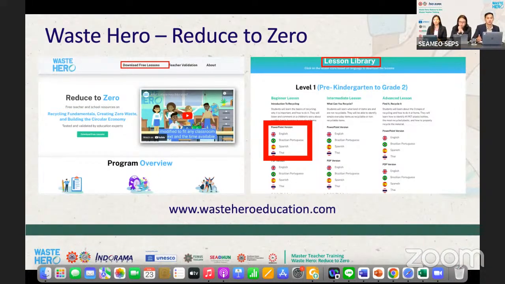It's easy to go to the lesson library. You just click on Download Free Lessons. It will navigate to the lesson library section with all the lessons. The second image on the right is the lesson library, where people can download the lessons free and find the appropriate level for your class and your students. Select one of the lessons under each level. You know that there are three levels: beginner, intermediate, advanced. And click the language icon to pick one of the 5 language versions.